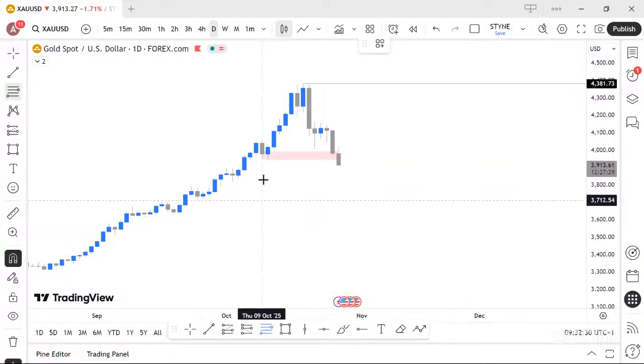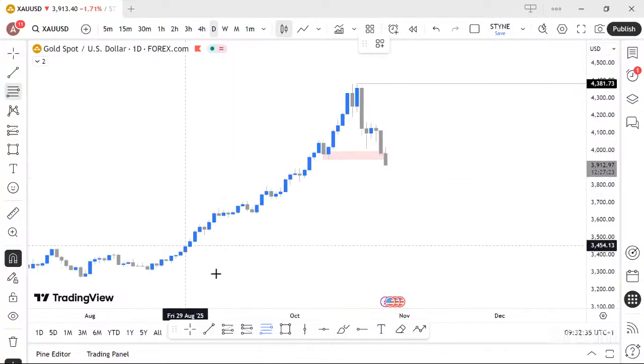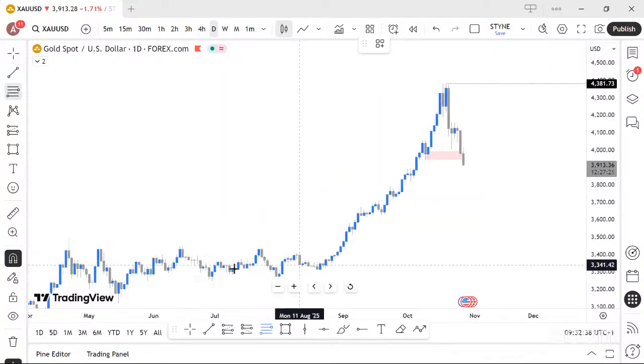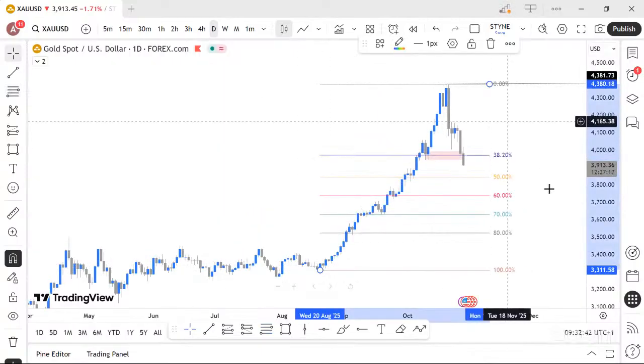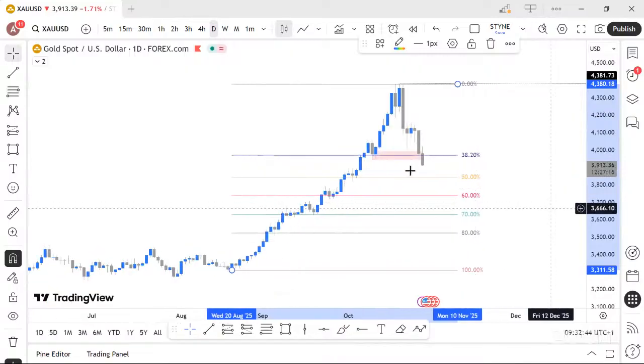Take it from that low. This one? No, not from there. Where the trend started from. Zoom out. Yes, from there. Take it to the high. You see that place is 38.2. Did you see 38.2, that line?